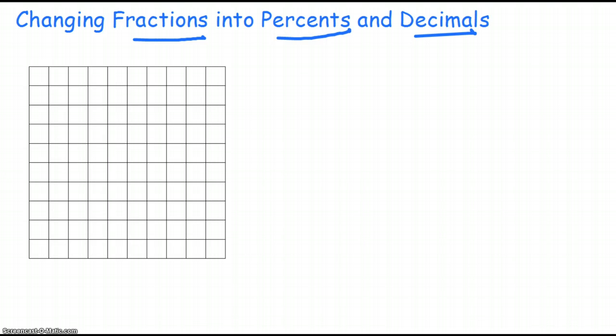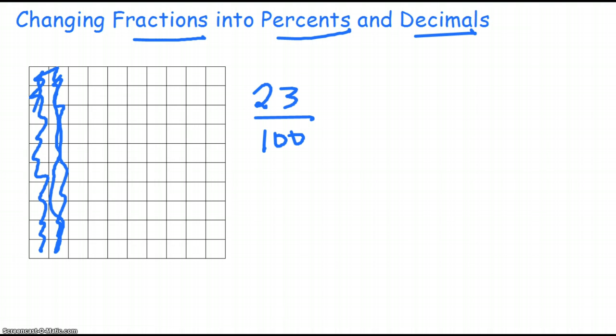So I'm going to use this picture right here to represent the whole. And you can see in this whole, it's divided into 100 equal pieces. And that's how we figure out decimals and percents, by looking at how many pieces out of 100. So if the fraction was 23/100ths, on this chart I'm going to shade in 23/100ths. I'm just going to make a quick little squiggly line, and then that's 20, and then 3 more. So that's how much of this whole it represents, 23/100ths.